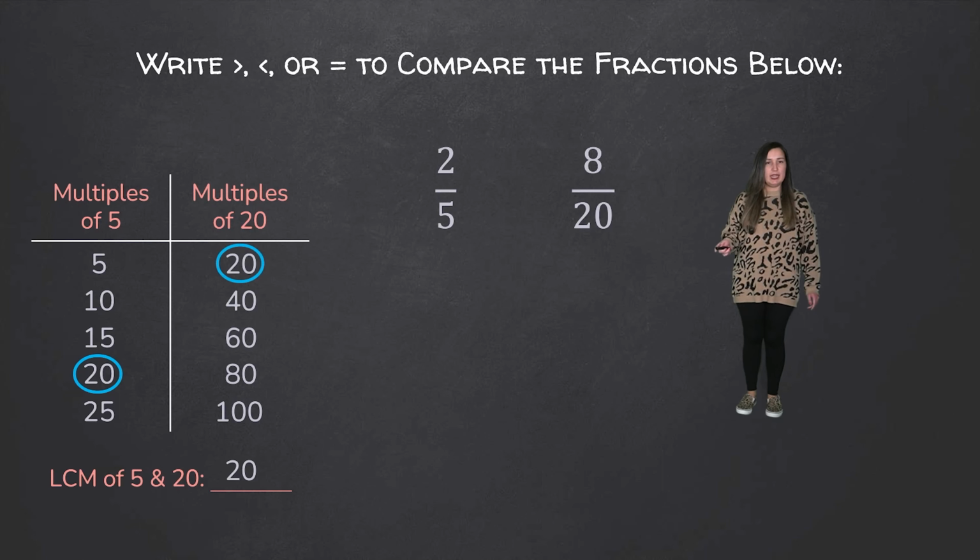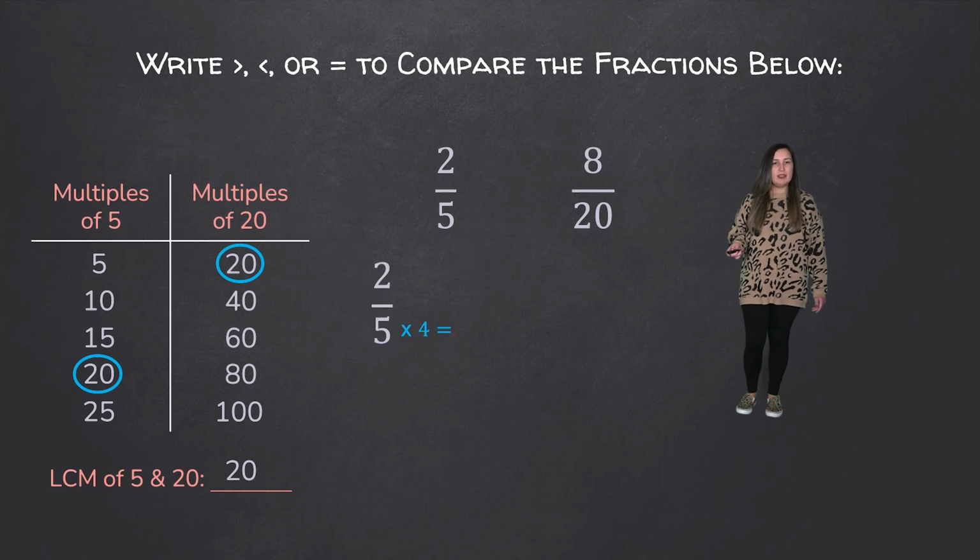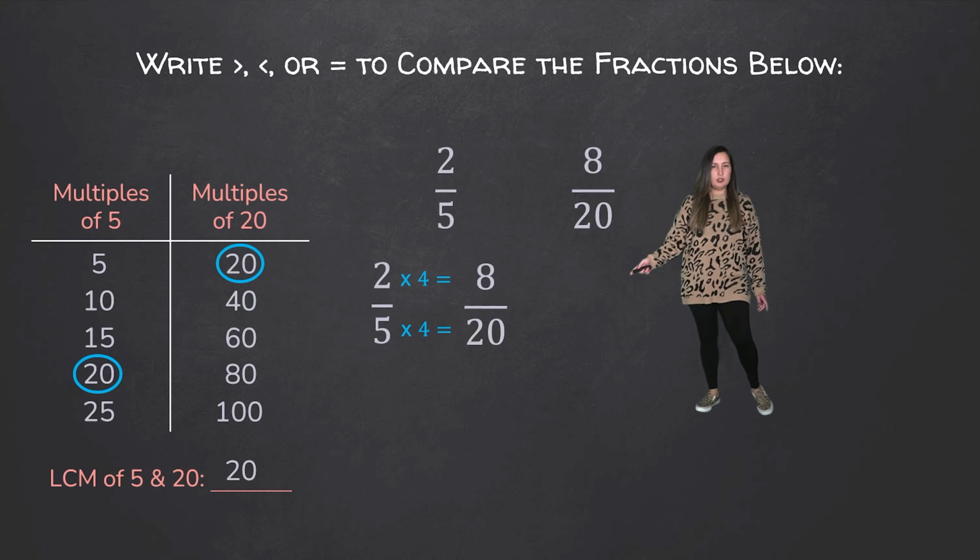So we're going to take 2 over 5 and figure out how to get a denominator of 20, which is multiplying the 5 by 4. Whatever we do to the denominator, we have to do to the numerator. So we're also going to multiply 2 times 4. 2 times 4 is 8. 5 times 4 is 20, so we end up with 8 over 20.